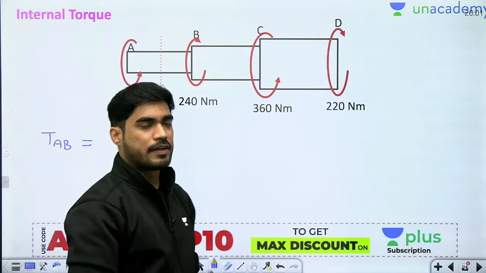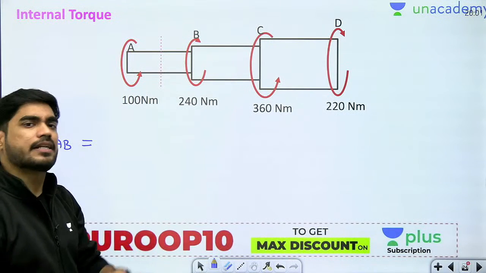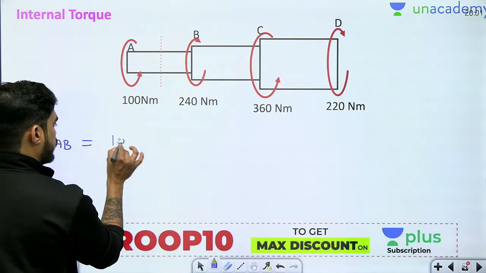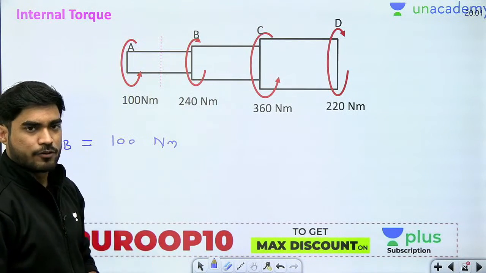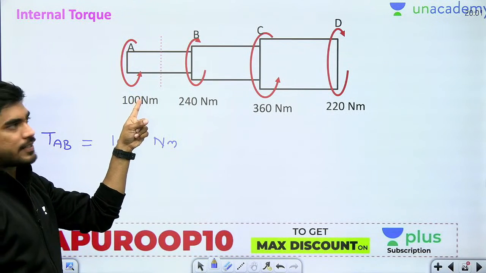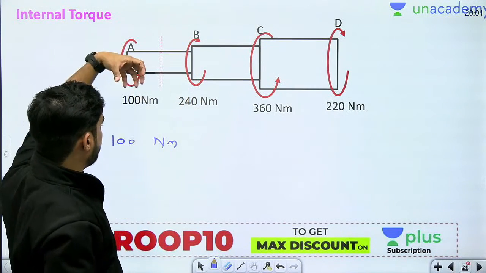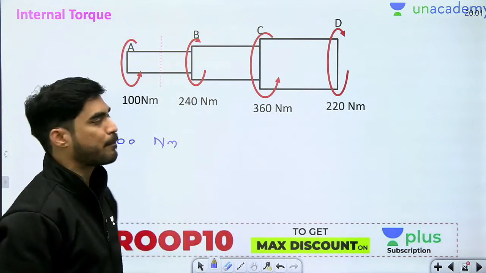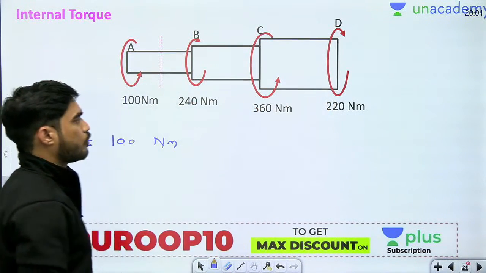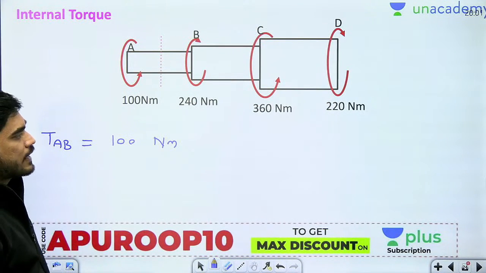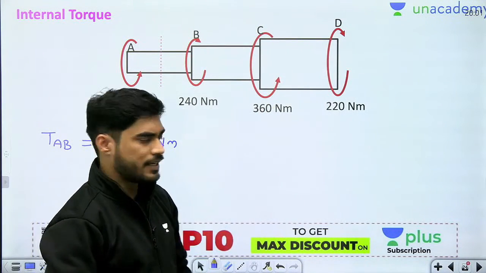Okay, so beta, how we will calculate it? From left, if you see from left, say 100 Newton meter is positive, so this will be 100 Newton meter. But from right, if 100 is positive from left, then from right this one will be positive, 240 will be positive. If it is positive from left, then from right the opposite is positive. So this will be 240 minus 360 plus 220. Again you will get what? Again you will get 100. 240 plus 220, 460 minus 360, 100.